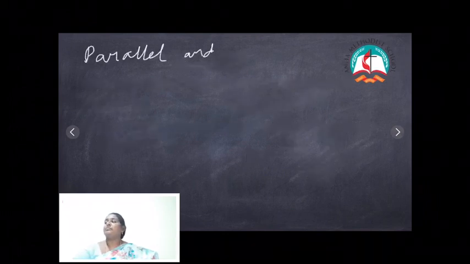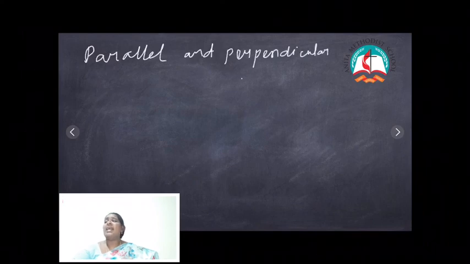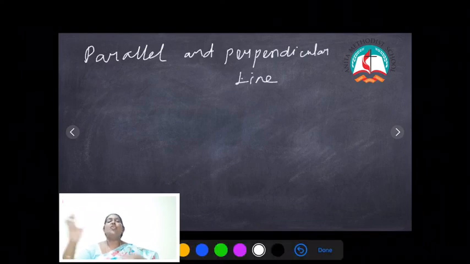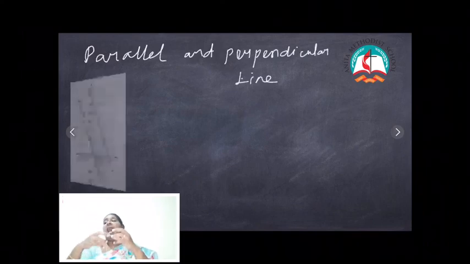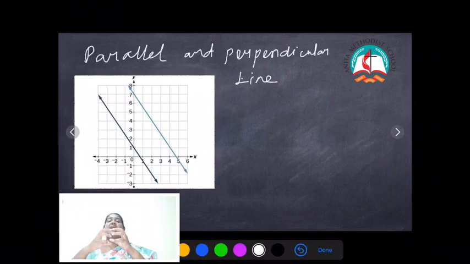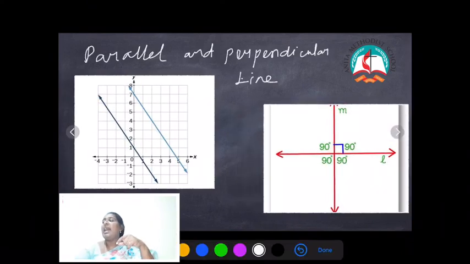Okay. Next, children, parallel and perpendicular. Now you know how to find out slope. After that, we know the condition of the parallel line and the condition of the perpendicular line. Do you know the parallel line? What is the condition of the parallel line? Then we know how it will be for the perpendicular line.